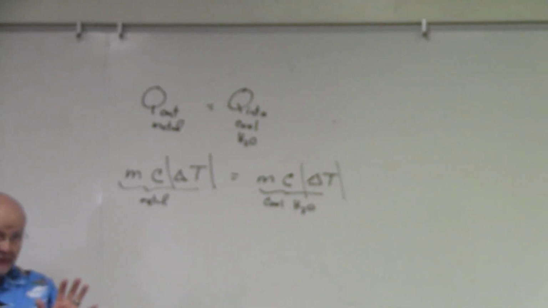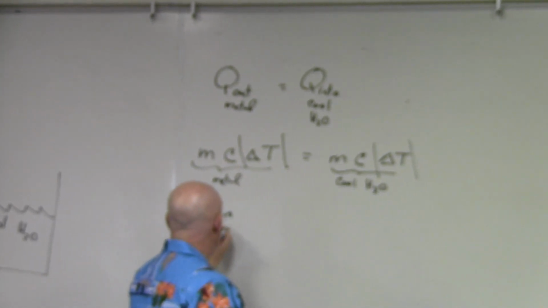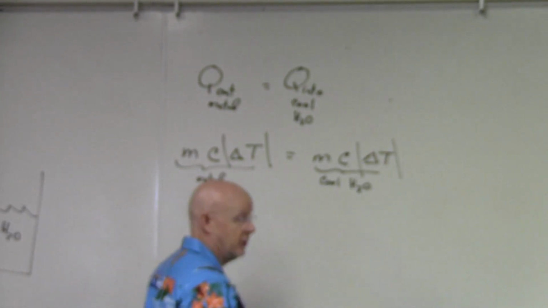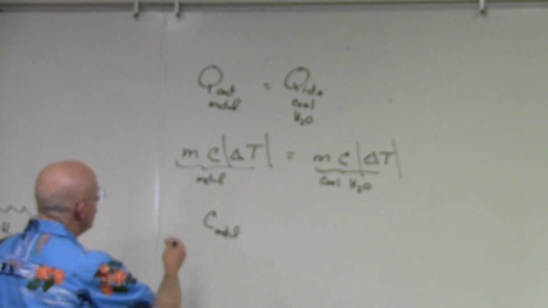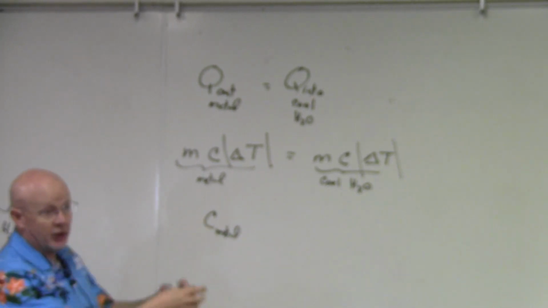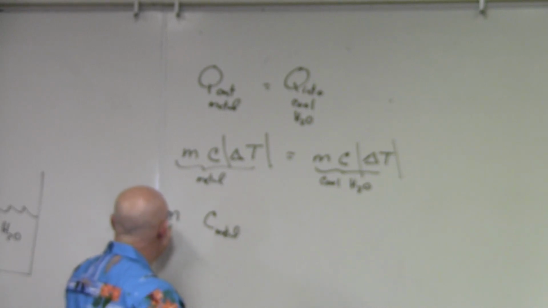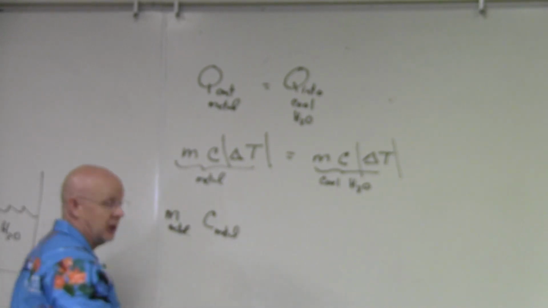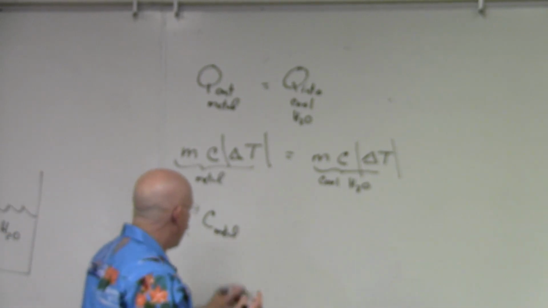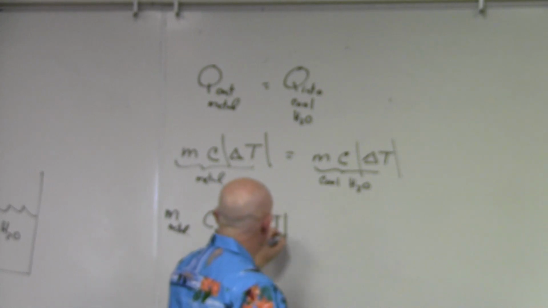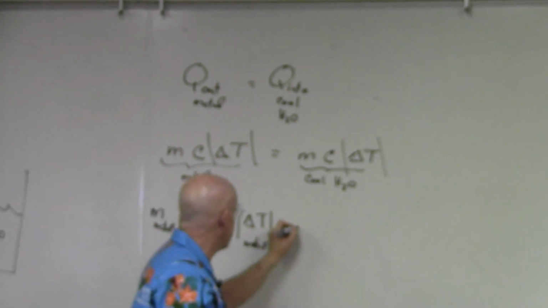Your job, and this is the whole purpose of today's lab, is to find this. What is the specific heat of your metal? That's your goal. In order to do that, you're going to need to measure these other pieces. The mass of the metal will be the first thing that I will measure with you together. Another thing we need to measure is this change in temperature of the metal. More on that in just a second.